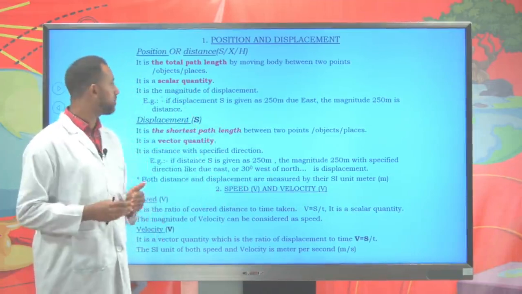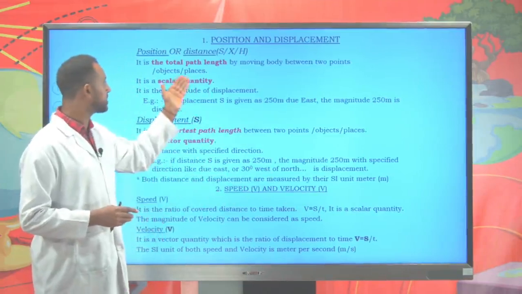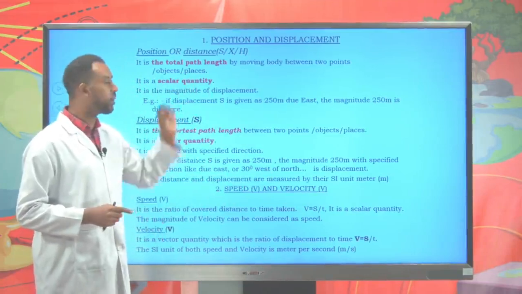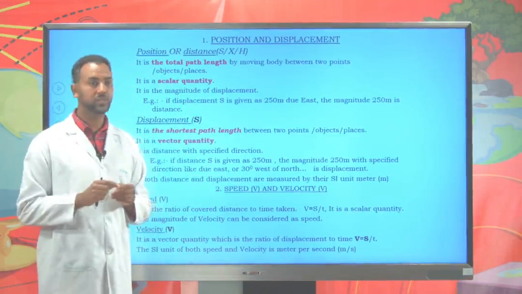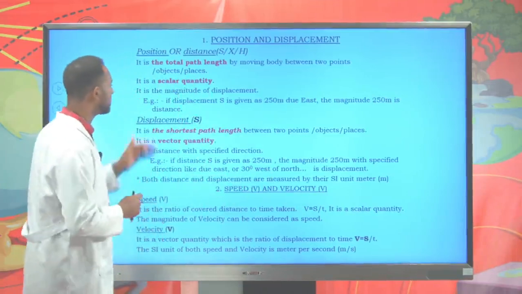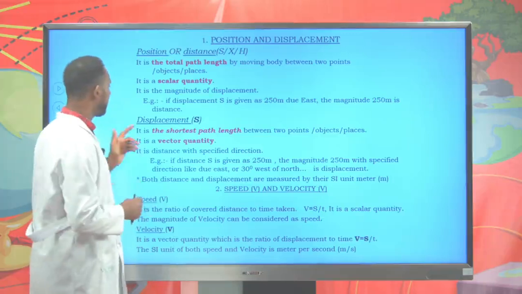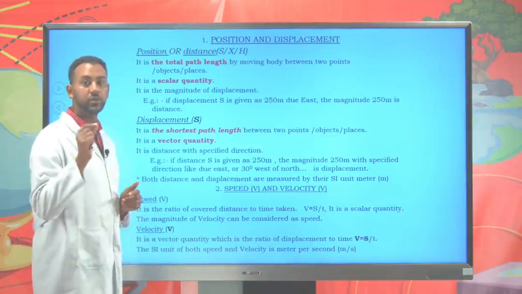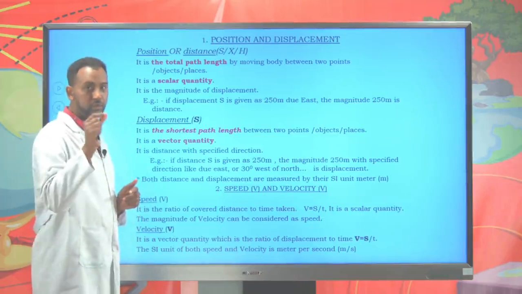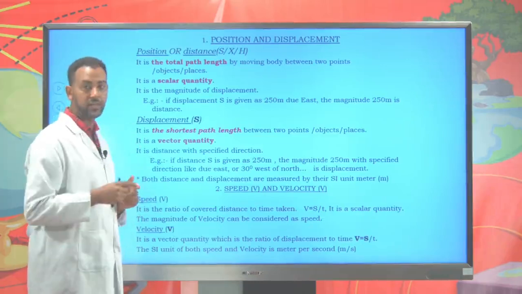Both distance and displacement are lengths. But their difference is that distance measures the total path length between 2 points. It is a scalar quantity. Whereas displacement measures the shortest path length between the 2 points, and it's a vector quantity.